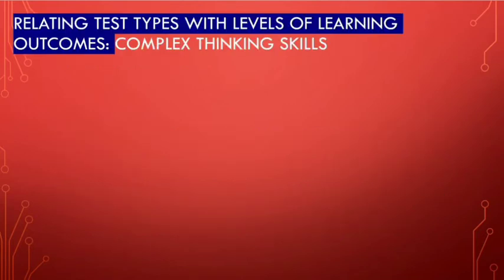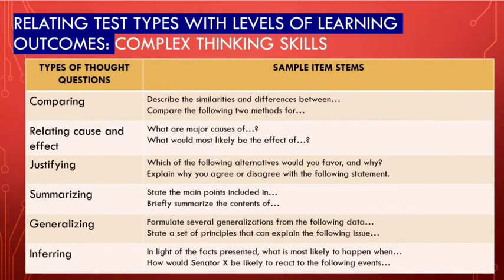Still on relating test types with levels of learning outcomes, we have the complex thinking skills. On your screen, you would see the different types of thought questions and the sample item stems. When we say item stems, we are talking about the possible test item, the assessment item that we could use targeting the particular type of thought question cited on the first column. As presented by Miller, Linn, and Gronlund in 2009, we have the categories of thought questions for deep understanding and the sample items, as you can see on the table.